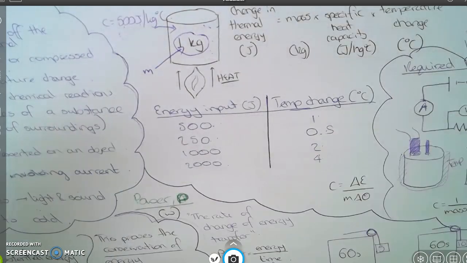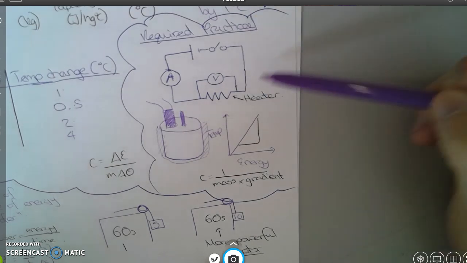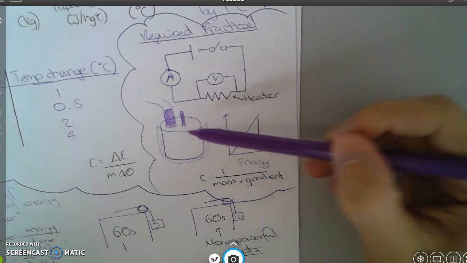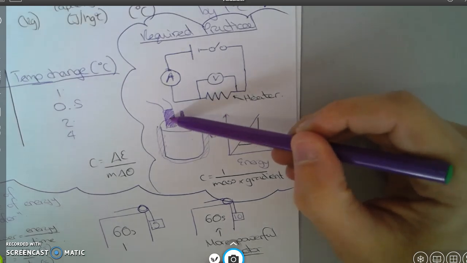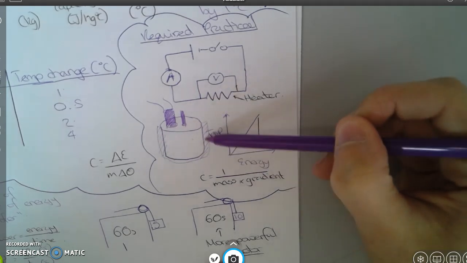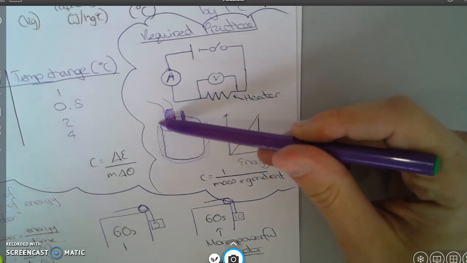Now there's a required practical for this, and you are going to go through this required practical in the time before your exam. Just a quick mention about it. It's a metal block. The metal block has 2 holes. It's got a hole for the thermometer, because you're going to record temperature, and a hole for the heater, because you're going to heat the block up. And surrounding this metal block, or liquid, remember it could be a liquid, you have insulation.